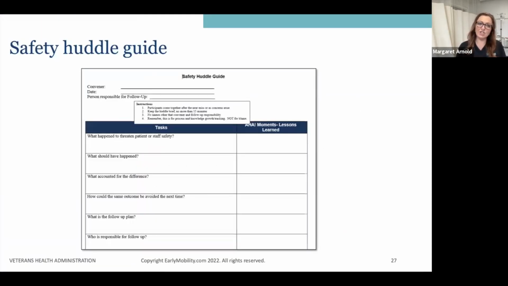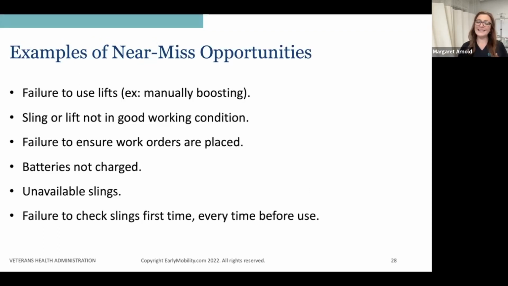So this slide shows you an example of a safety huddle guide. Yours might look a little bit different. Ask your unit manager, your facility safe patient handling program manager, or your clinical nurse leaders what your safety huddle guides look like, and make sure you're familiar with them. Examples of near miss opportunities, we talked about a couple already, but failure to use lifts, sling or lift not in good working condition, failure to ensure work orders are placed, batteries not charged, unavailable slings, failure to check slings before and every time you use them.